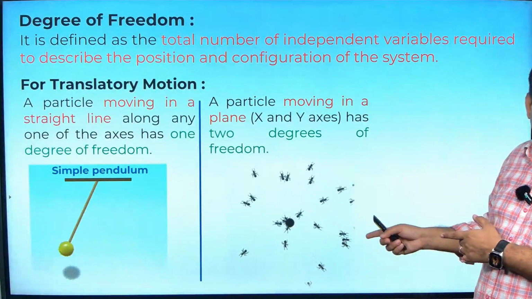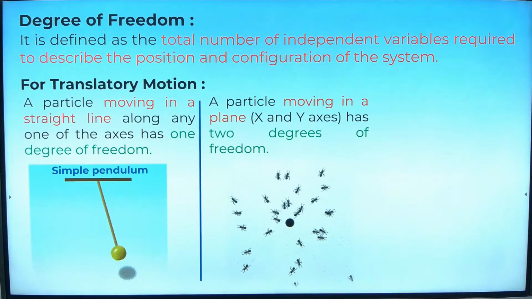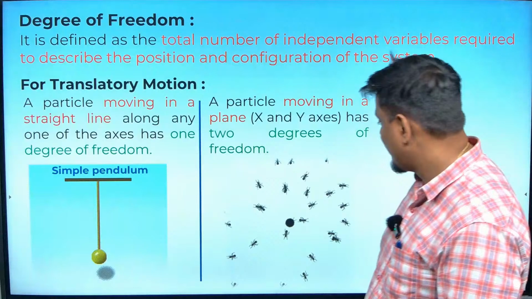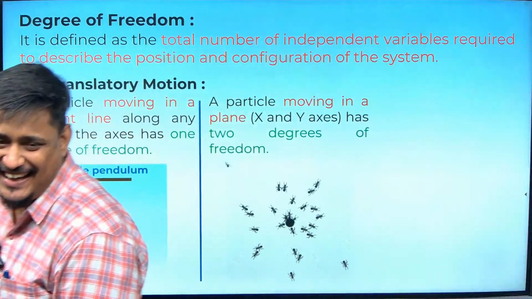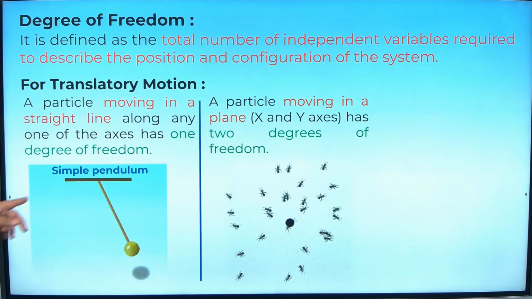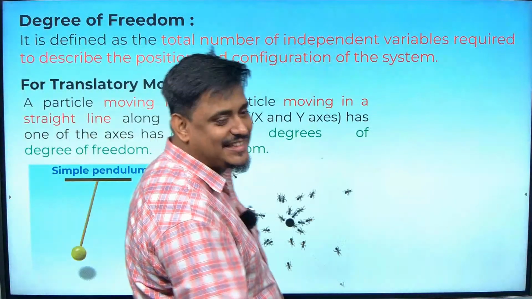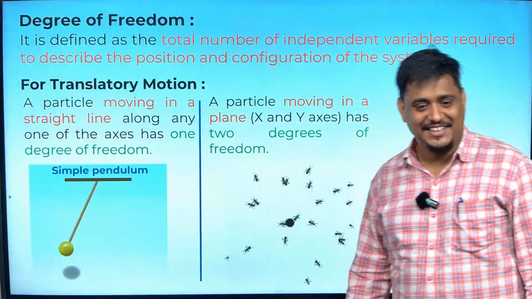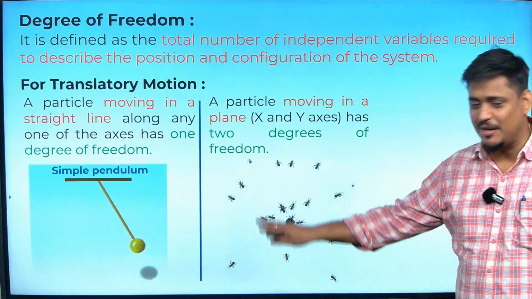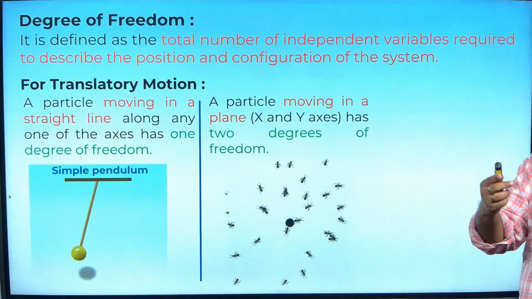Sir, 3 degrees of freedom, sir. For the ant, you are saying? Yes, sir, coming out of the hole, sir. Okay. If you imagine this hole is deep inside, then yes, 3 degrees of freedom. Yeah, in that way you can say. If you take only this 2-dimensional board, then again 2 degrees of freedom only.